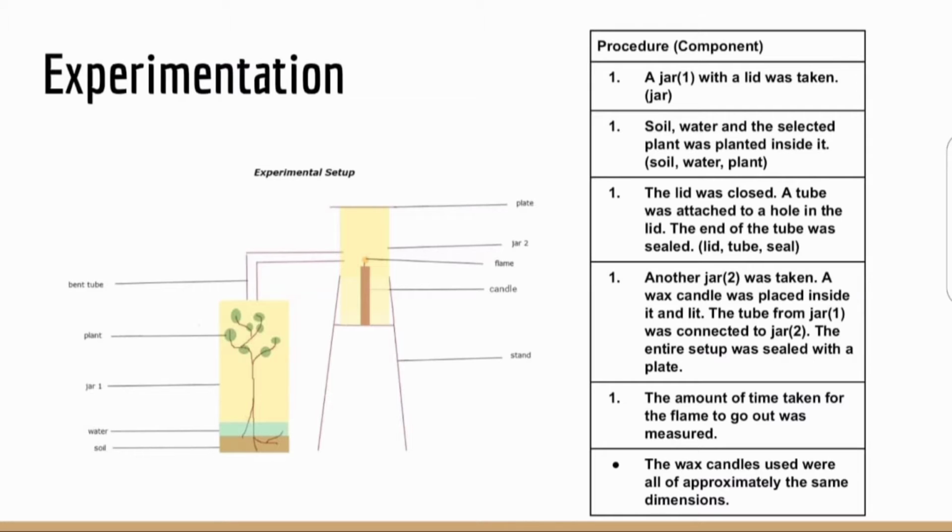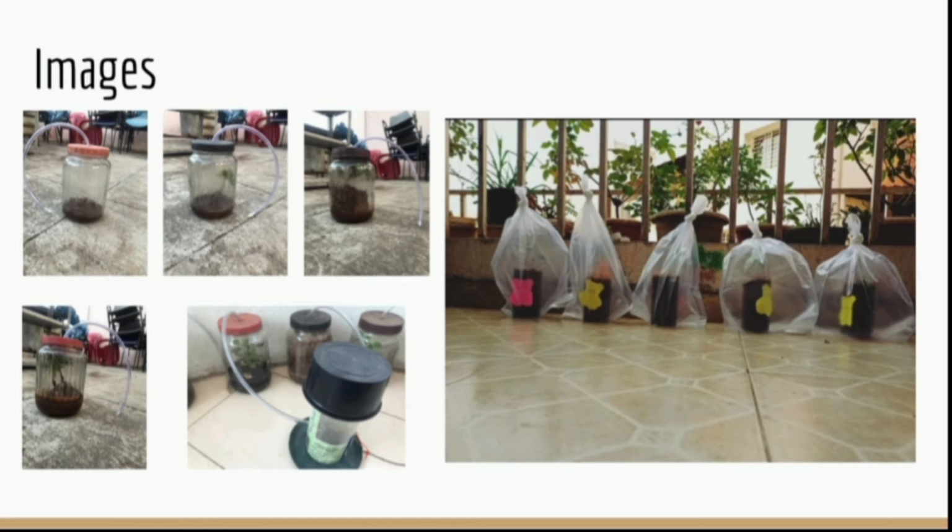A bird feeder was then taken. A wax candle was fixed to its base inside and then lighted. The bend tube was inserted into the bird feeder and the bird feeder was sealed completely. The time required for the flame to extinguish was then measured. Now we can look at the images. At first we had taken a little bit grown plants and then we had germinated seeds.